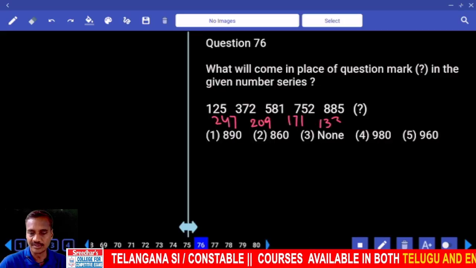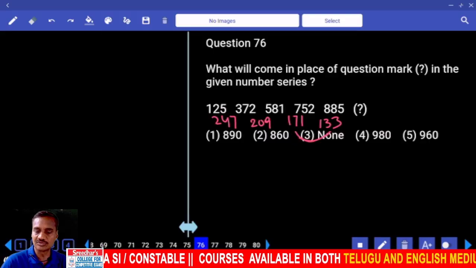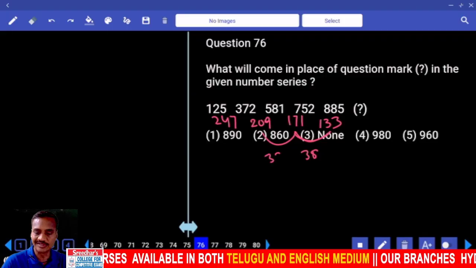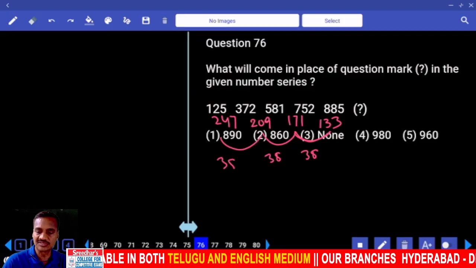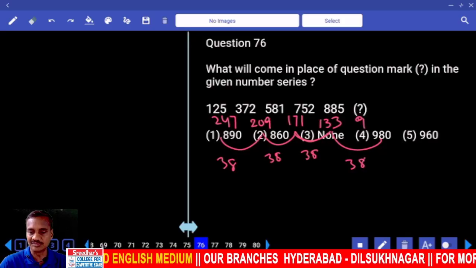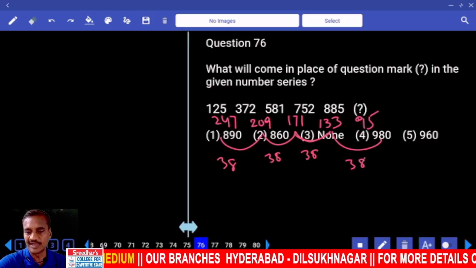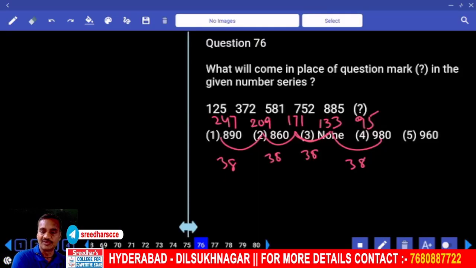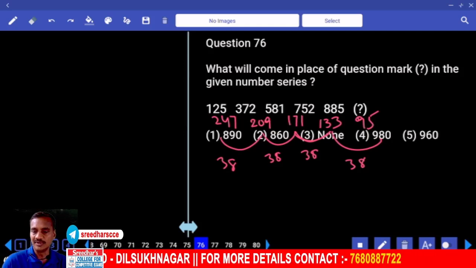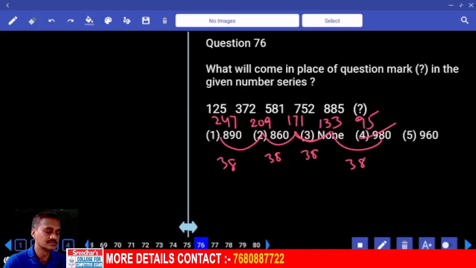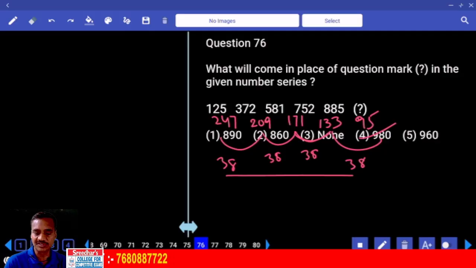133. Now here the difference between 33 to 71, how much? 38. 71 to 209, 38. Here again the difference is 38. Now 38 must be subtracted from this. And 38 subtracted means it must be 95. 95 to be added or subtracted? Added. 885 plus 95. 985 minus 10, 975. Clear? Then what is your answer? 980. Choice 980. Done with this? Difference of difference is constant, 38.